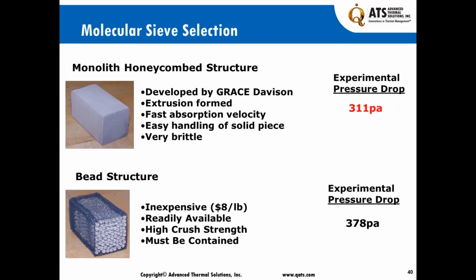drops. It's a monolithic honeycomb structure developed by Grace Davison, extrusion formed, fast absorption in high velocity, easily handled solid pieces, and very brittle. And the inexpensive version of it is about $8 per pound, readily available, high crush strength, and must be contained in an enclosure so we can take advantage of it. You can see the mesh that this thing is enclosed in.